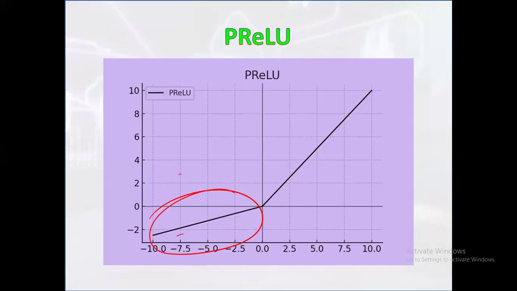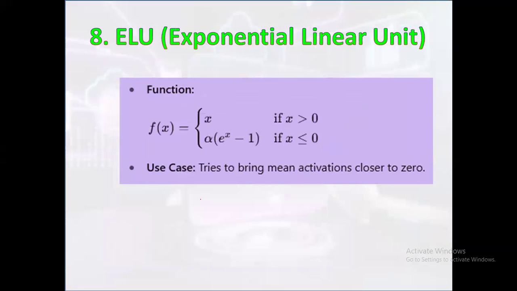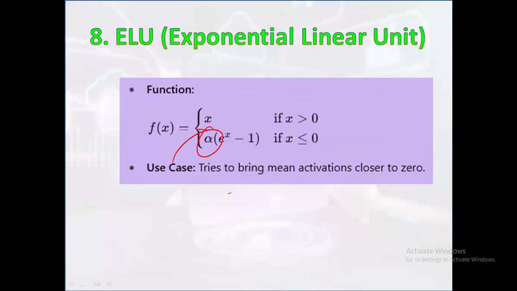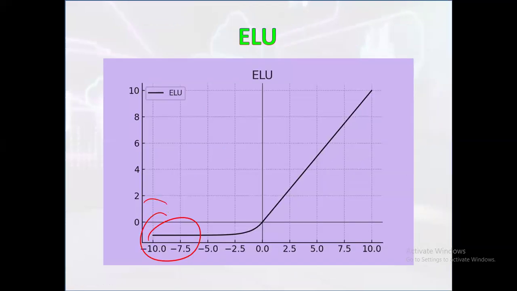Next, ELU, which means exponential linear unit. The exponential linear unit behaves like ReLU for positive inputs, but for negative inputs it curves smoothly and asymptotically approaches a limit. Alpha is the hyperparameter in this case, typically 1. The graph shows the smooth curve in the negative domain and the straight line in the positive domain. See here, positive domain.